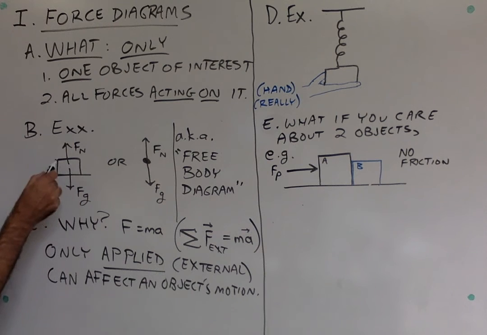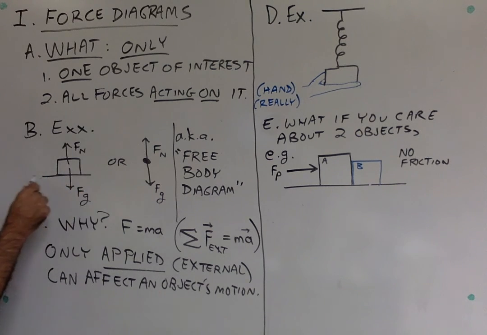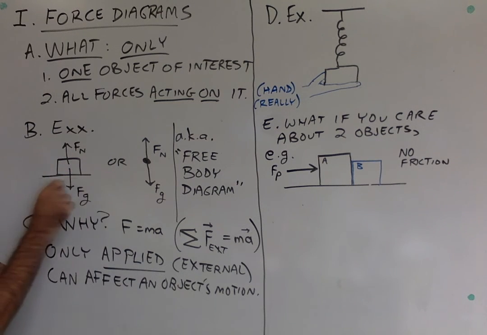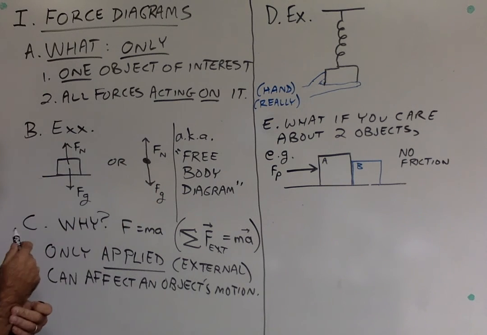The equations don't care what shape the object is, whether it's a box or a square. They don't care what it's made of. They only care what its mass is. And they don't care what it's sitting on, whether it's a table or a floor or whatever. So in a true force diagram, you don't really draw a picture. You draw a dot, and then you draw arrows for the forces. All right, why is it so limited? Why do we focus on one object and only the forces acting on it from outside?